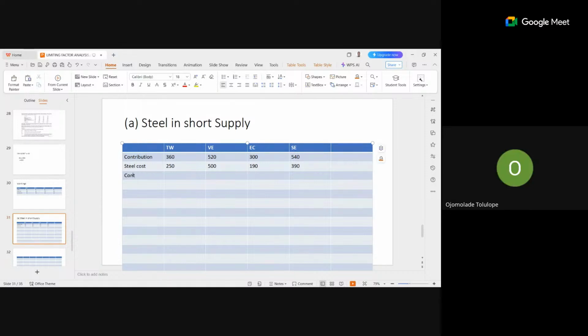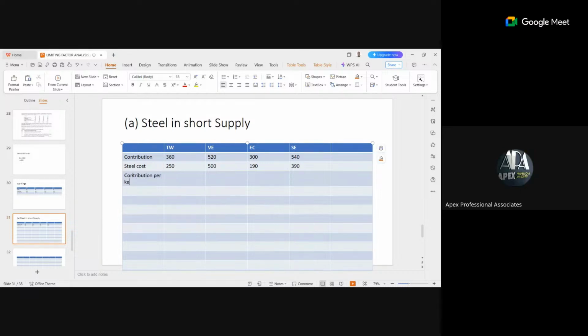1.44. Contribution per key factor. This will be 1.44, 1.04. Let me put a division sign. You should understand that this is what I'm trying to do. So you divide this, 1.04, and this should be 1.58, and this should be 1.38.